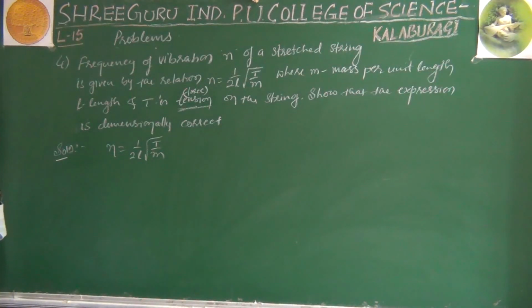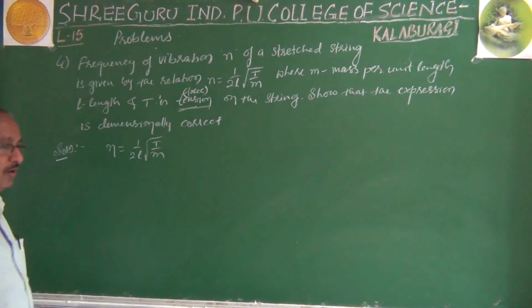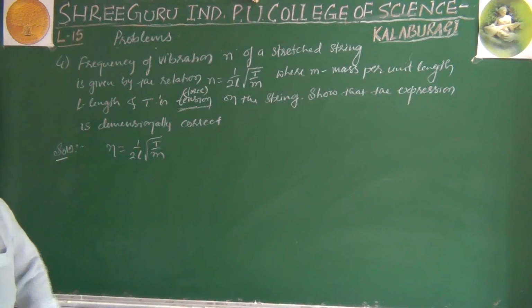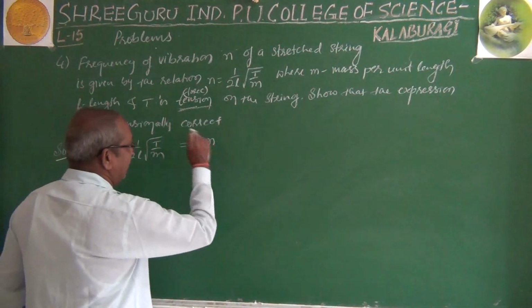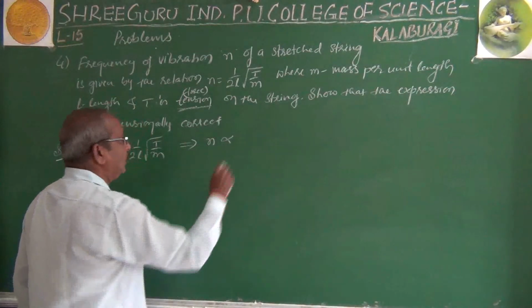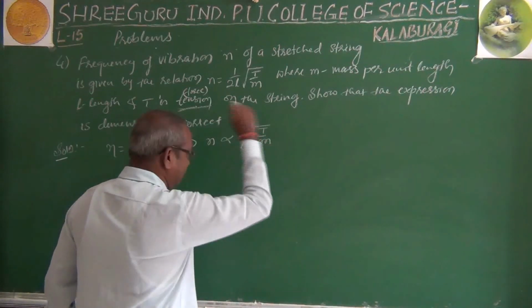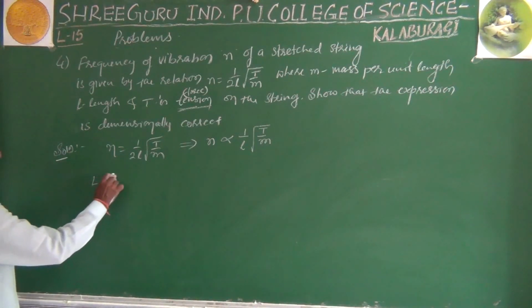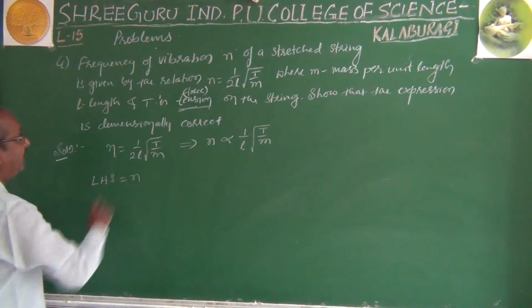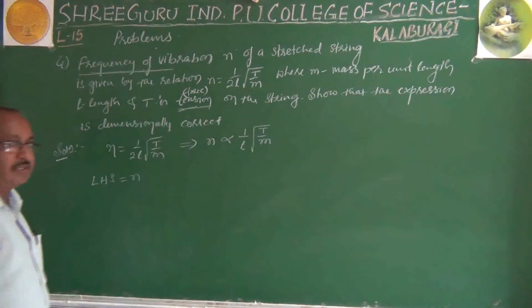For that purpose, one more thing I told you: here this 1 by 2 is a constant. For a constant, the dimensional formulas are not necessary. So for that, this equation I will change as n proportional to 1 by l root of T by m. So here, first we will take LHS, and this LHS is n, and this n is nothing but frequency.